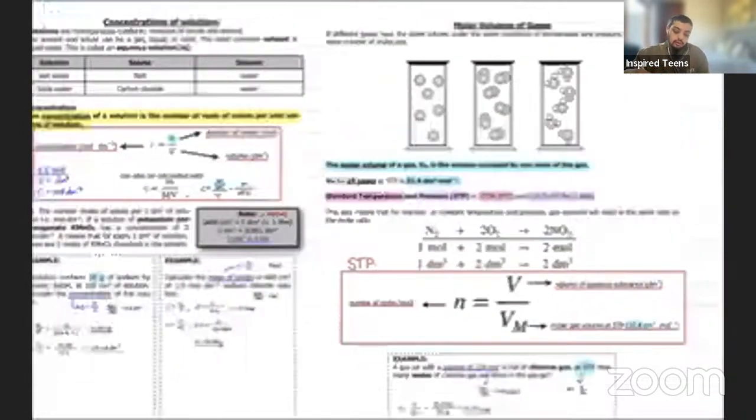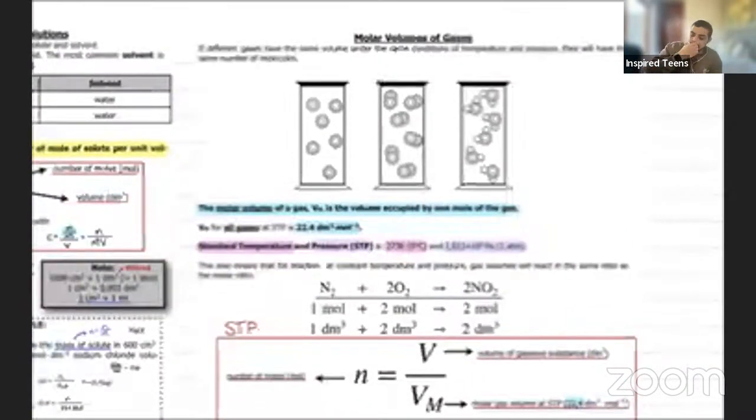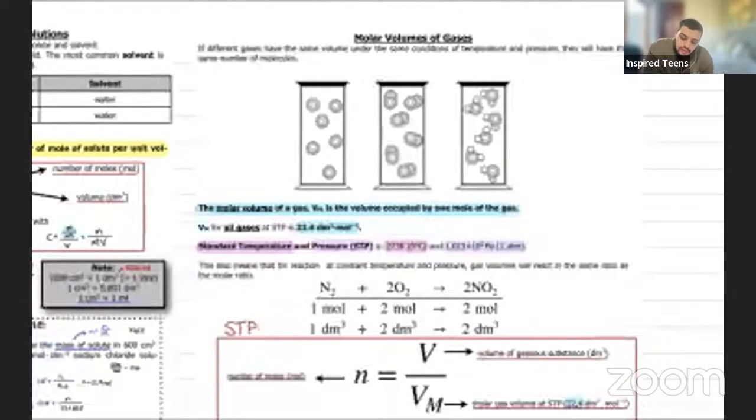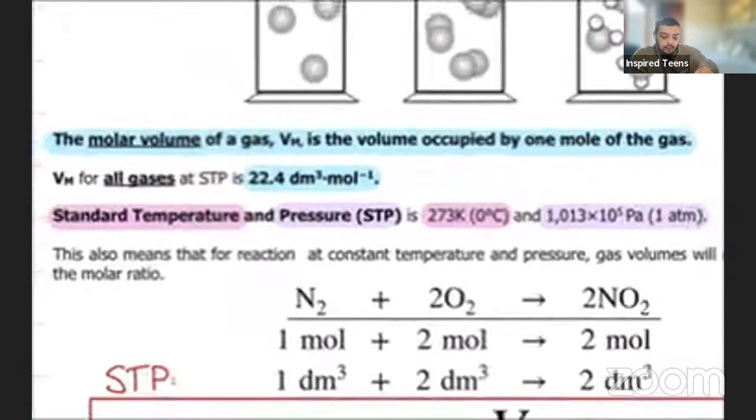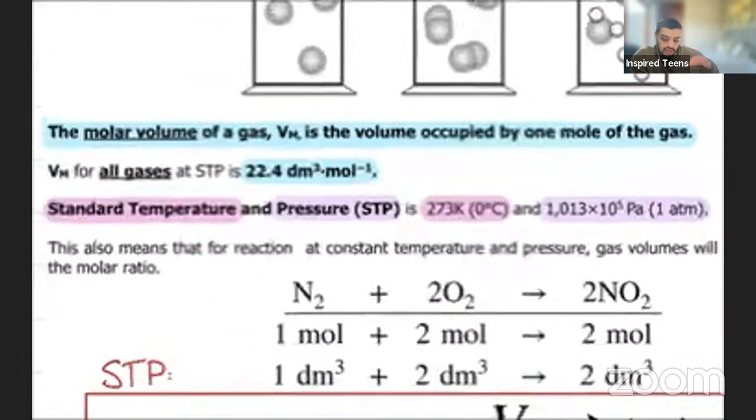So we did c is equal to n over V, some calculations with it. Then we discussed molar volumes of gases. One thing to note, we discussed STP, which is standard temperature and pressure. There is a standard temperature and pressure: temperature is 0 degrees Celsius, pressure is 1 atmosphere, and the molar volume at STP is 22.4 dm³·mol⁻¹. So that's the important thing we learned yesterday also.